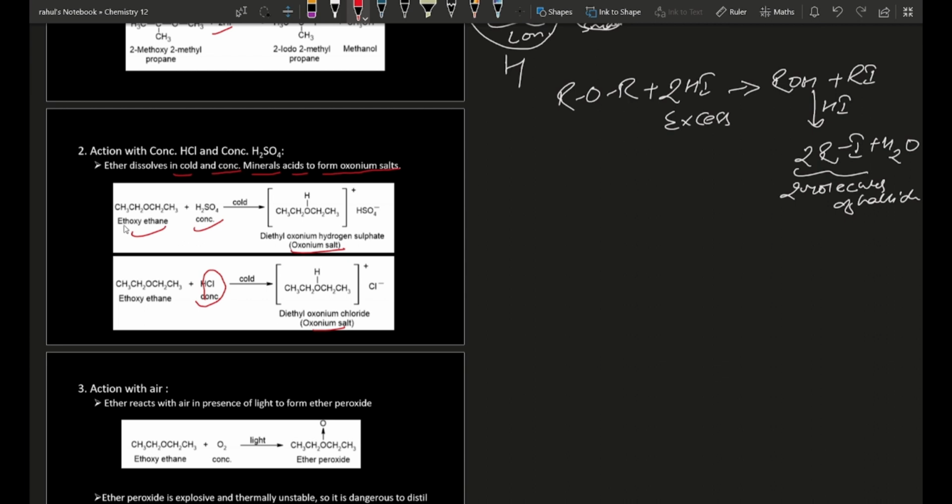So example ethoxyethane. Generally हामीले use गर्ने भनेको second दुईटा कार्बन भएको group, that is symmetrical ether, that one is ethoxyethane. So when ethoxyethane reacts with conc H2SO4 at cold temperature, it gives here HSO4 ion, and the next ion will be oxonium salt ion, that is diethyl oxonium hydrogen sulfate.